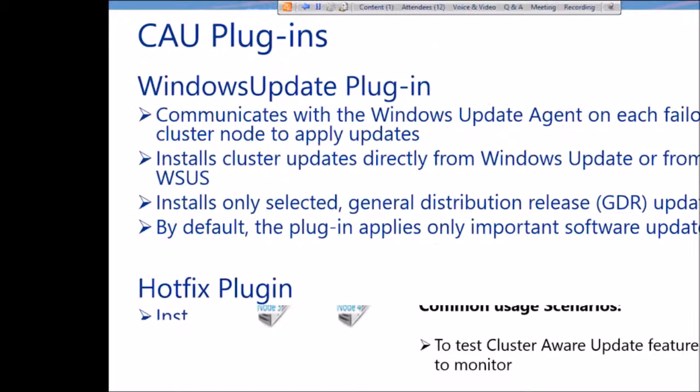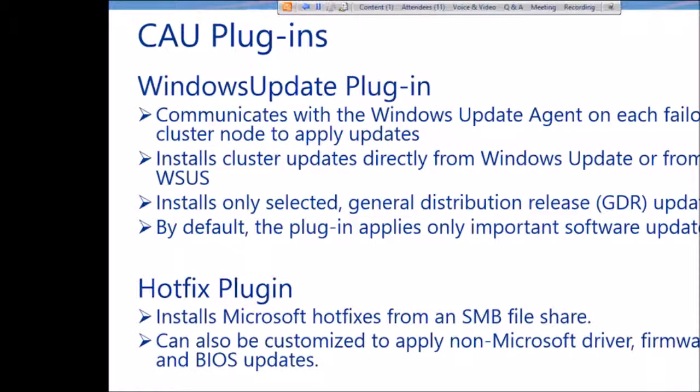CAU plugins. There are two plugins that CAU offers. One is the Windows Update plugin, another one is a hotfix plugin. Basically the plugins determine what kind of updates you're going to install. If you want monthly patching to be done, that's taken care of by the Windows Update plugin, because it talks to the Windows Update agent or to the WSUS server. So it either talks to the Windows Update servers on the internet, or to the WSUS server, and it gets you the regular patches.